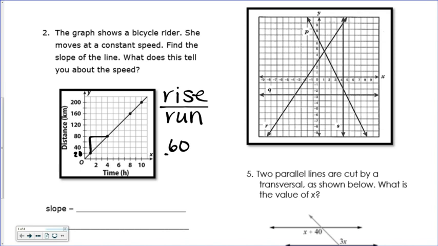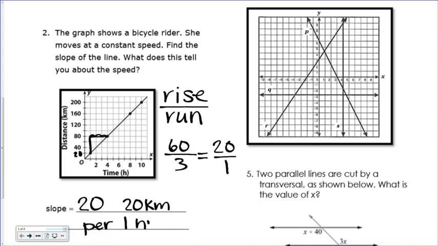So rising 60. And we are running, we move 1, 2, 3. We're starting at 1 and we end up at 4, so that is 3. This needs to be simplified, so if we divide both of those by 3, we get 20 over 1. So your slope is 20. And it also asks, what does this mean? The 20 represents 20 kilometers per 1 hour. So it's writing it as a unit rate.